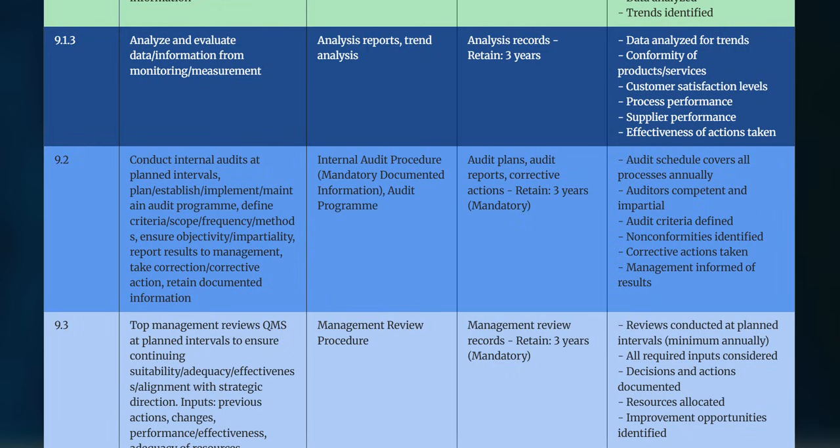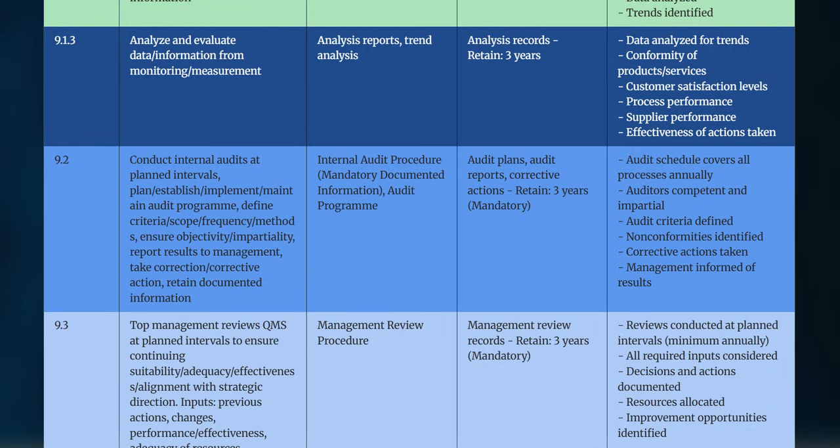Then in clause 9.2, it requires you to conduct internal audits at planned intervals. You need to plan, establish, implement, and maintain an audit program and define criteria, scope, frequency, and methods, and ensure objectivity and impartiality, and report results to management, and take corrective and preventive actions, or corrections and corrective actions, and retain the documented information.